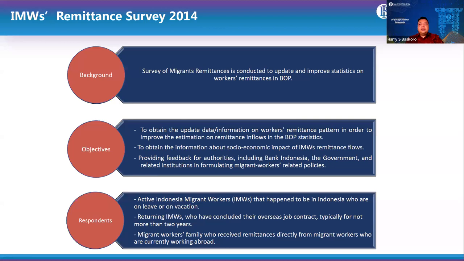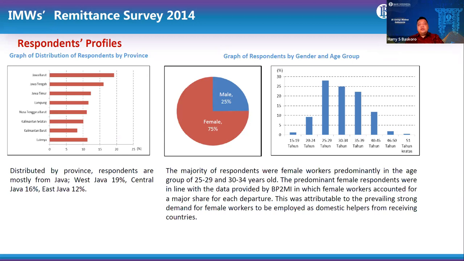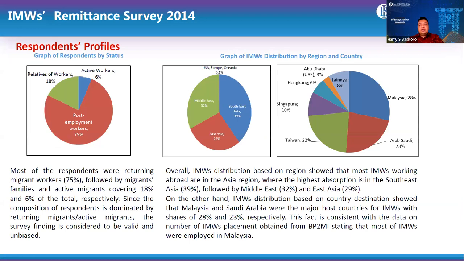Next slide, please. I will just glance quickly through slides 9 to 14 to illustrate the result of our 2014 survey. Based on gender, the majority of respondents in 2014 were female workers in the age group of 25 to 29 years old and 30 to 34 years old. This was attributable to the prevailing strong demand for female workers to be employed as domestic helpers from receiving countries. Next slide, please. I'll just do slide 12, please. Next.